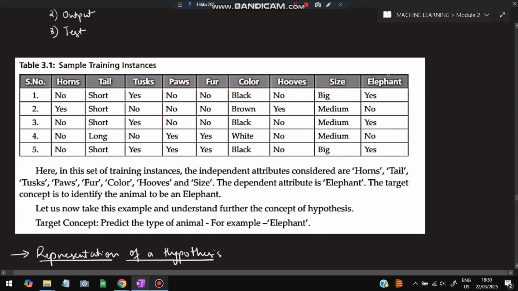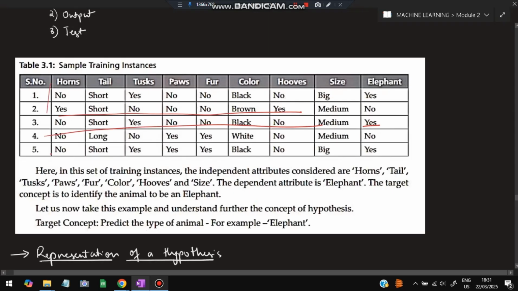This is a table basically about an elephant. Okay, elephant, and the features are given like size, hooves, color, and so on. And the instances are observed. There was an elephant which had no horn, the tail was short, the tusk was there, paws were not there, fur was not there, color was black, no hooves were there, and size was big. This is one elephant observed, and this was another animal observed, which is also similar to an elephant but not exactly. So it had these features. Another elephant was observed with these features.